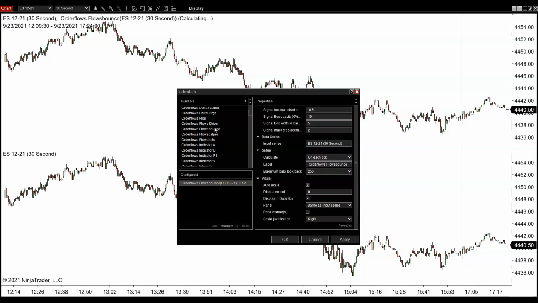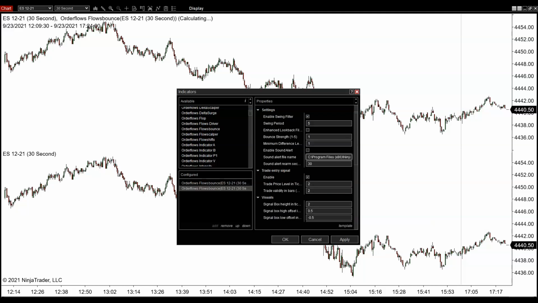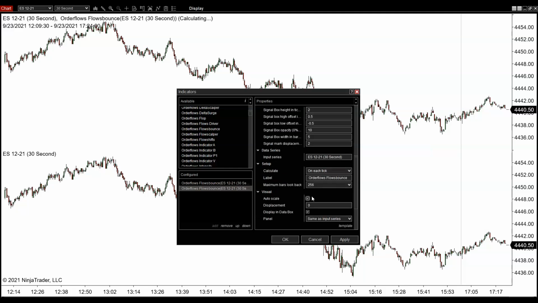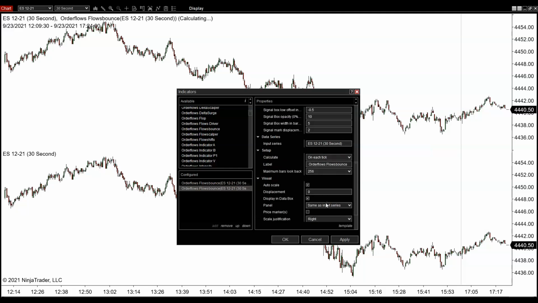Whoops, wrong one. And this one I'll change to the weakest, or keep it at medium strength. I don't know. For this purpose, I'll keep it at 3. Same as input series. No, I want it in panel 2. Okay.